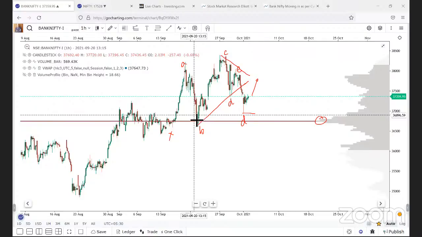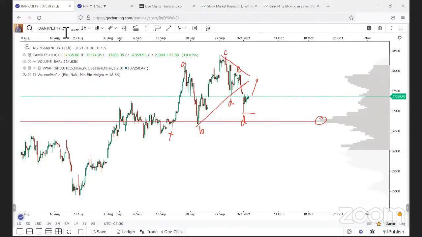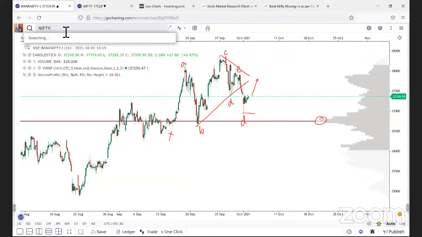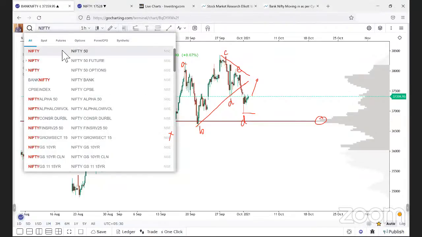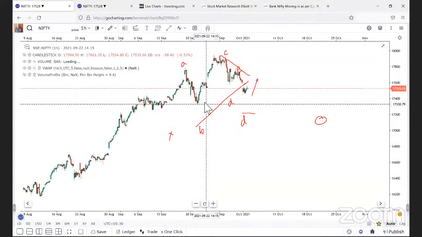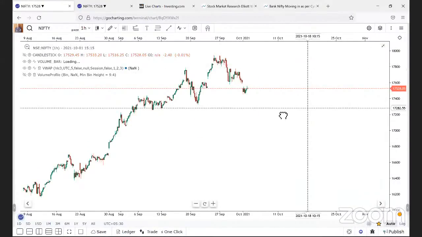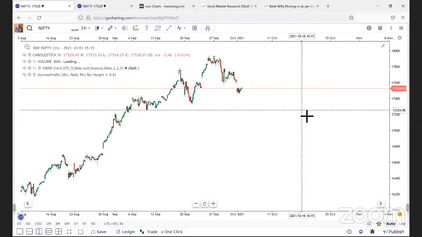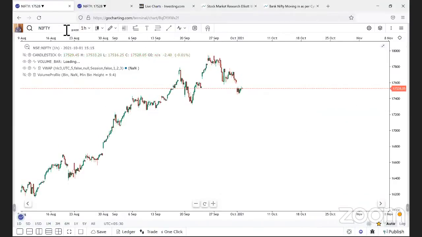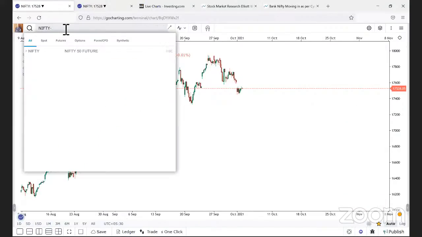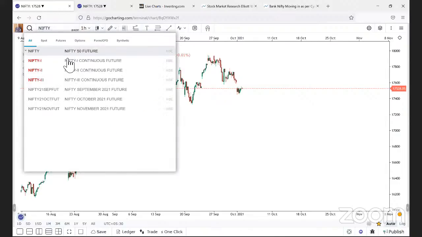Kubar is saying very precise. Chaitanya is saying we have broken the trend line. Absolutely. Let's see that on Nifty now. Let's understand and look at the overall volume profile on Nifty, and let us check what's happening around here. I need to put in Nifty 1 for the volume profile.